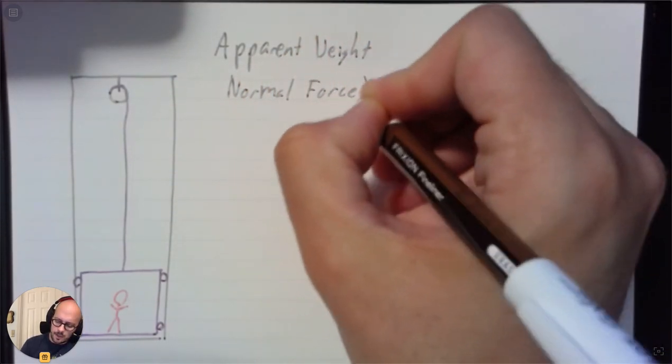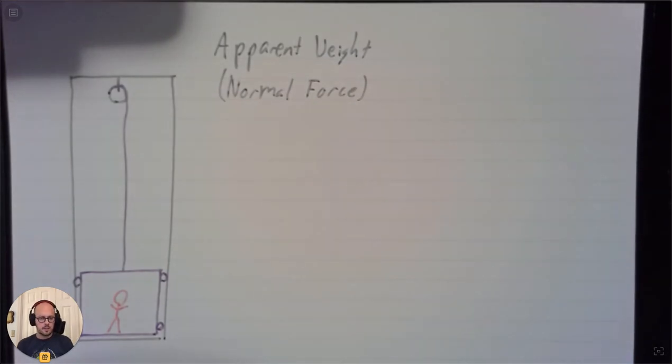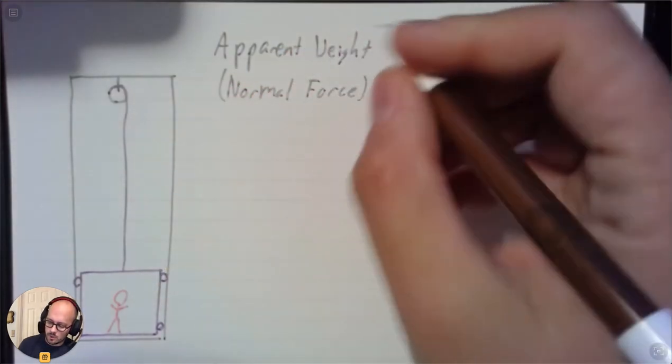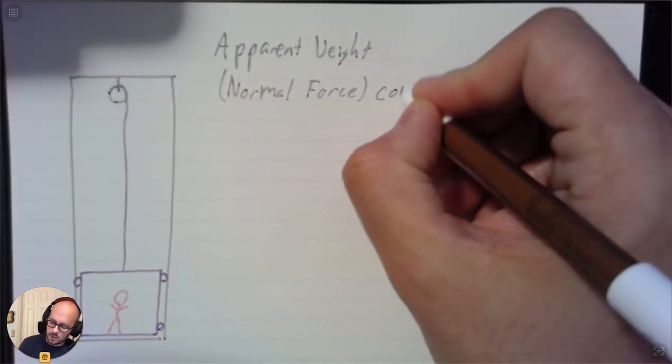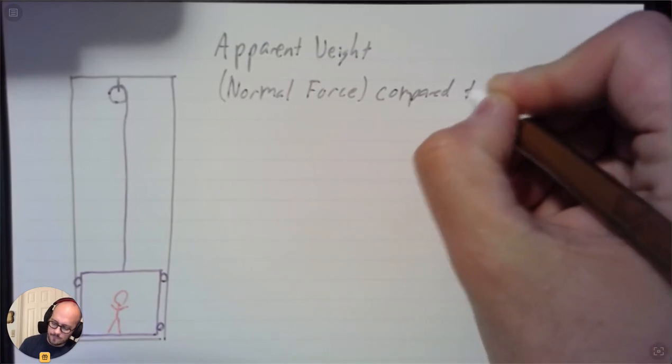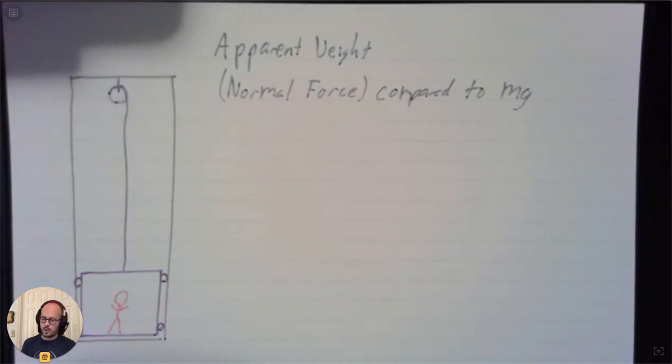The idea behind apparent weight is that sometimes it matches up with your actual weight. So it could be equal to mg, it could be greater than or less than mg. So it's the normal force, and you're going to compare it to the weight of an object. Depending on what you are doing, you could feel lighter or heavier than you are. The extreme version of apparent weight would be when you feel weightlessness, and so I'll have you maybe think about that during class.